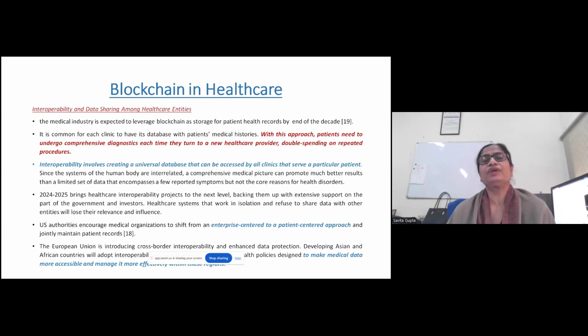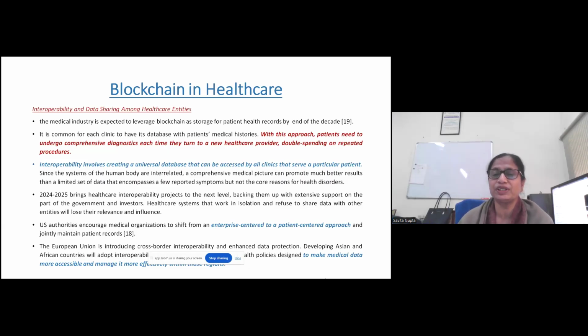Now, we are moving to the blockchain. Everybody thinks of blockchain only in the context of cryptocurrency or security. But this technology is not limited to cryptocurrency or security. It is applicable in every domain where we need interoperability of data, where we want to share some information.